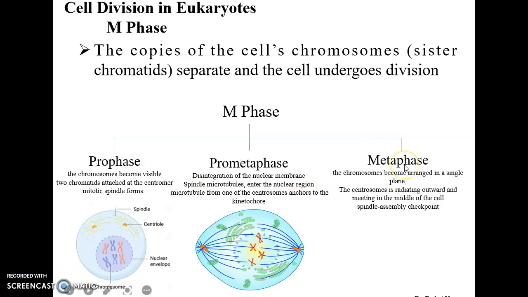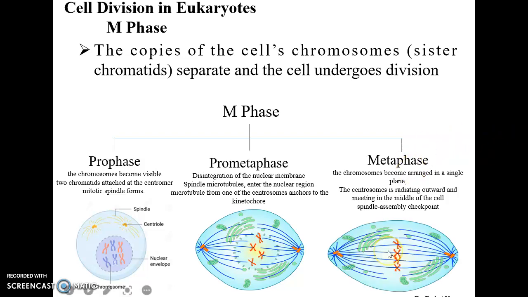The next very important phase is metaphase. During metaphase, the chromosomes become aligned, or arranged, in a single plane known as the metaphase plate. As you can see in the figure, this is the metaphase plane, and the centrosomes are now at opposite ends of the cell, with microtubules radiating outward and meeting in the middle of the cell, centered at the spindle poles.